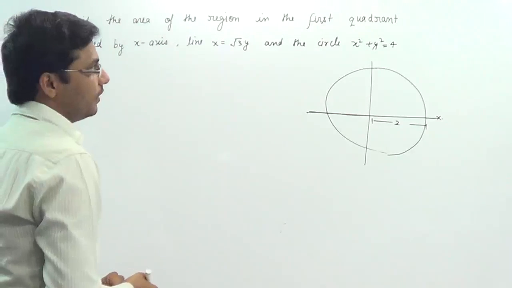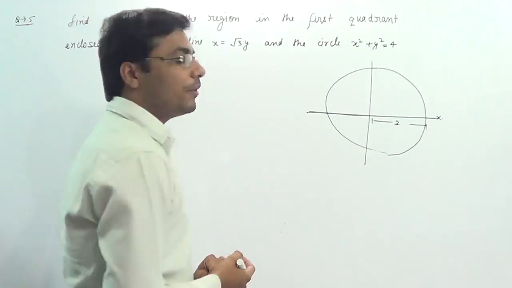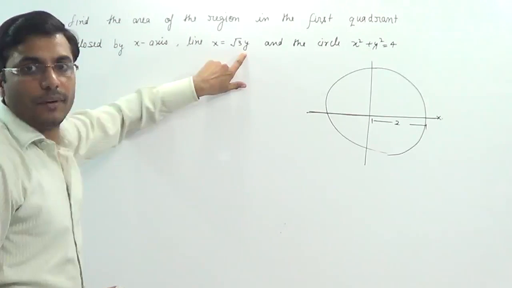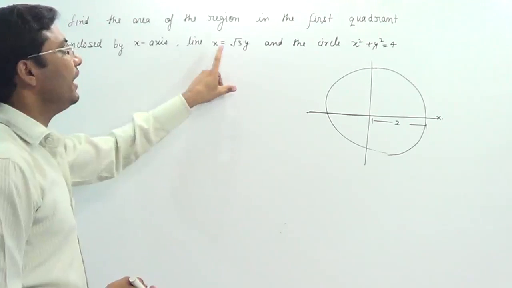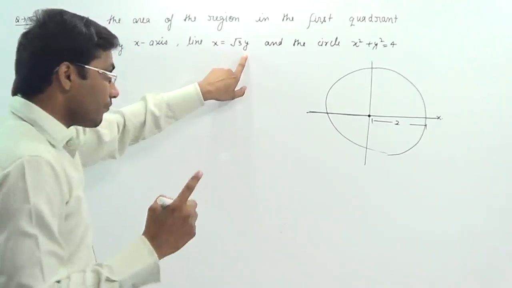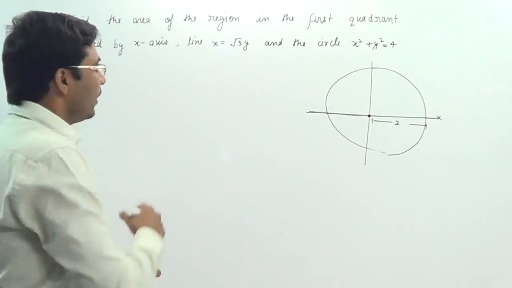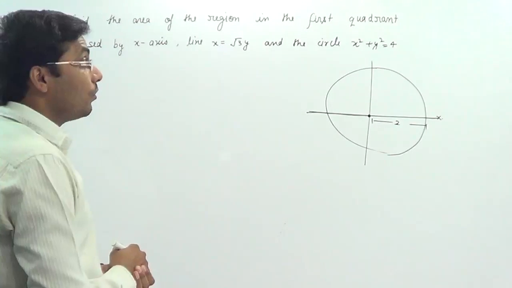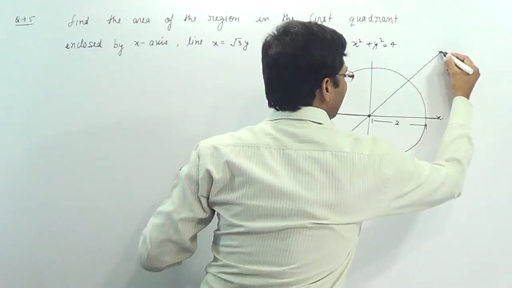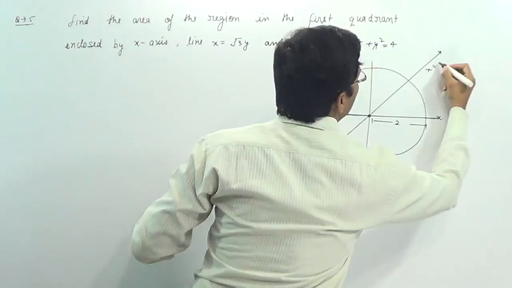After that, enclosed by the x-axis, this is the x-axis, and enclosed by this line x = √3y. So there will be a line x = √3y. First, we will find some points on this line. When we put y = 0, then x will also equal 0, so one of the points will lie on the origin. Now try to find another point. When we put y = √3, then x will equal 3. So this line will go like this way, something like that. And this is the equation x = √3y.